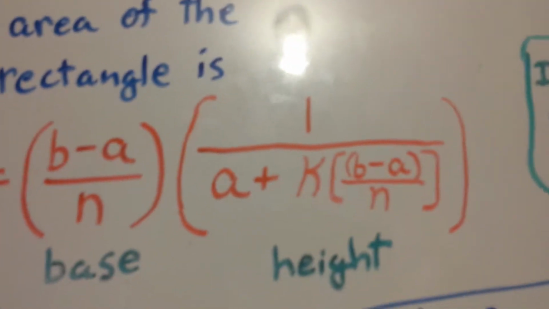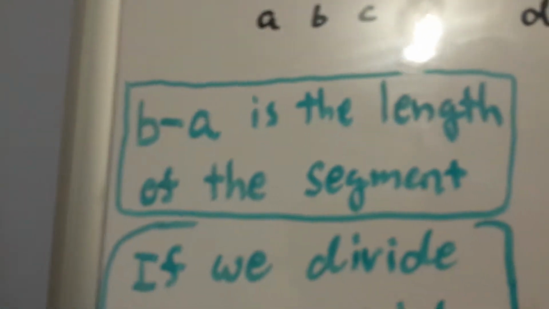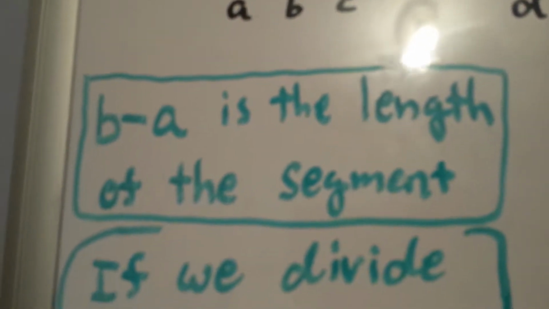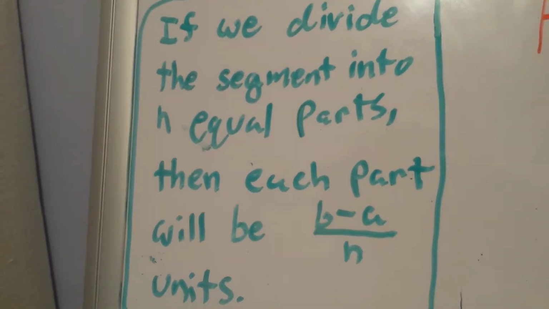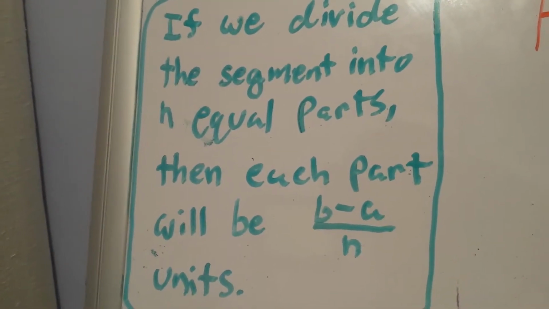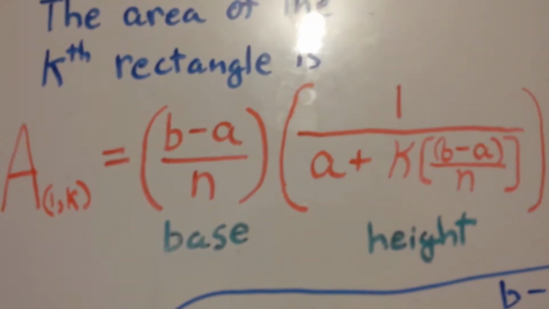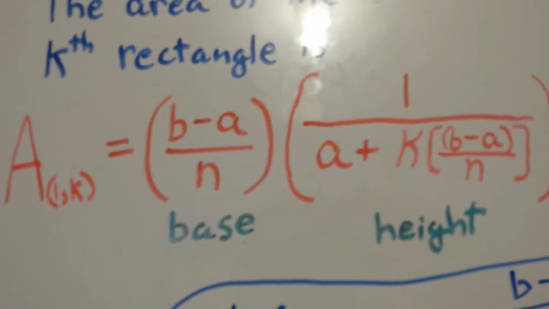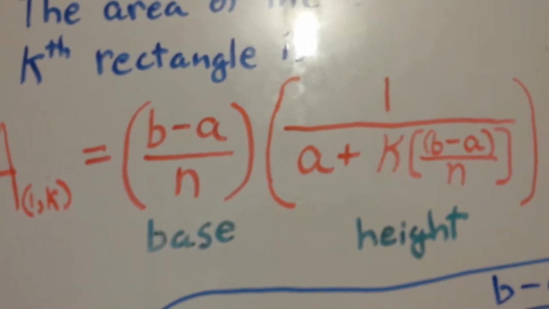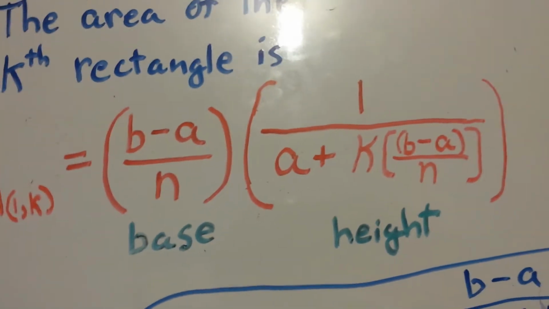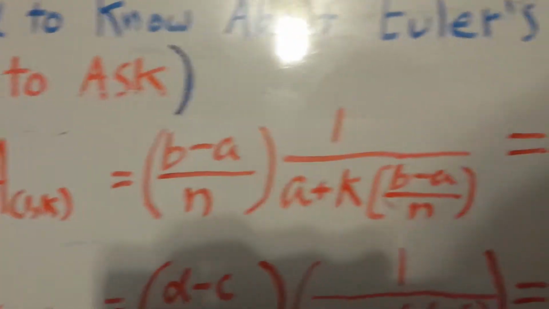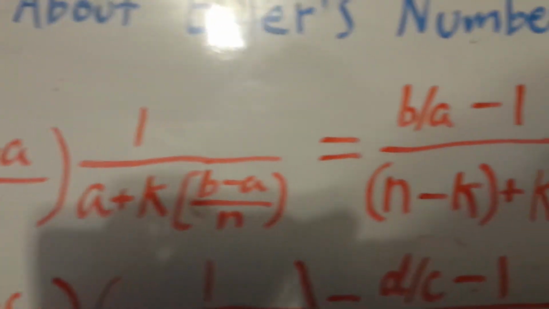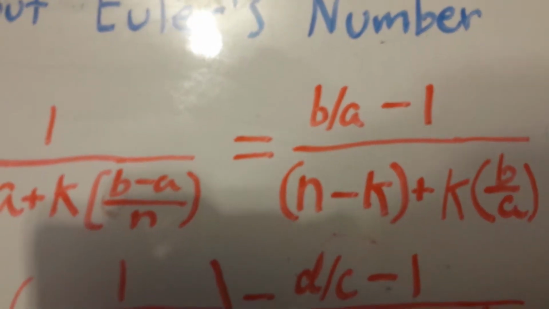that length, right? Okay, remember b minus a is the length of the segment, and if we divide the segments into n equal parts, then each part will be b minus a divided by n units, okay? And so the area of the kth rectangle would be this, right? That should be clear. Now we need to establish that this area is equal to this, okay?